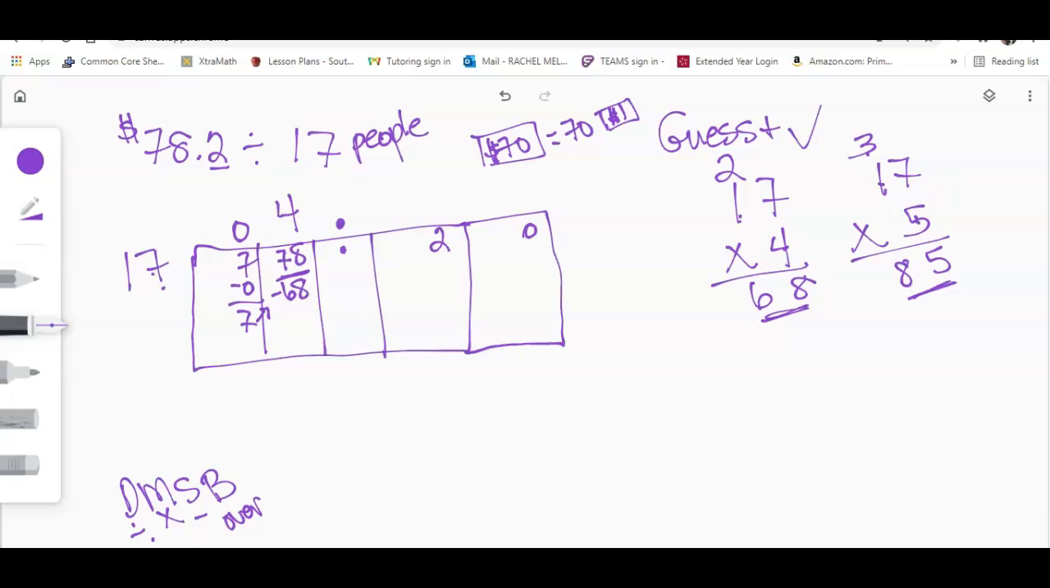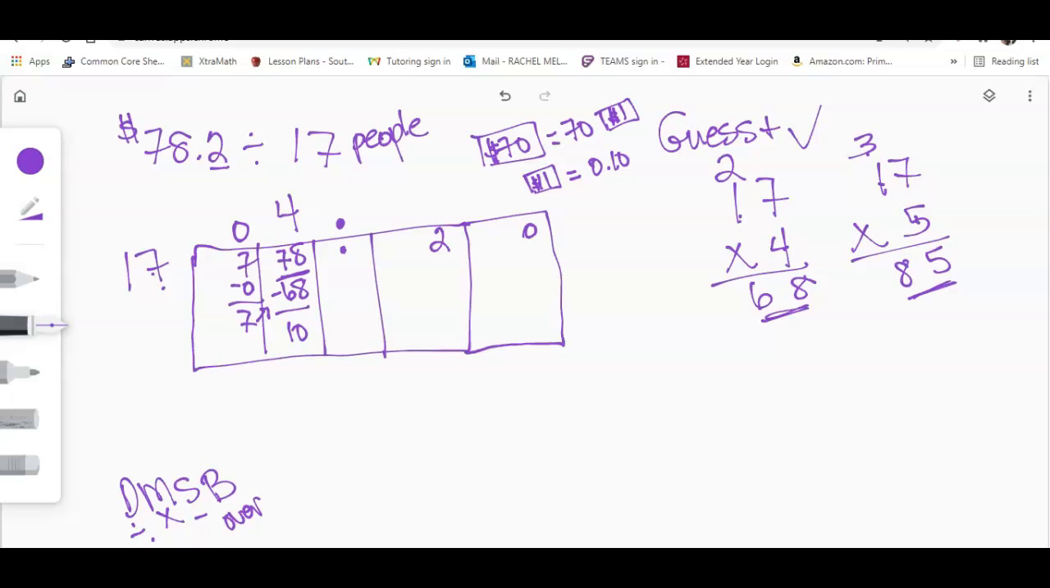If I subtract that, I'm left with $10. Now what I'm going to do is take those 10 $1 bills. I shouldn't say it that way, because it's really $10, right? So I have 10 $1 bills, and I'm going to trade those for dimes.